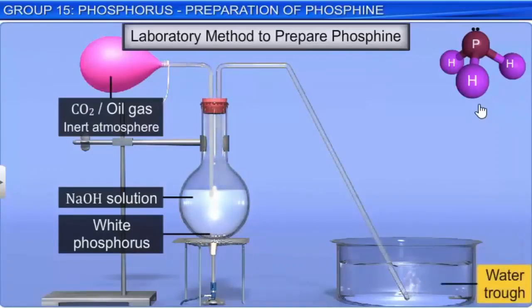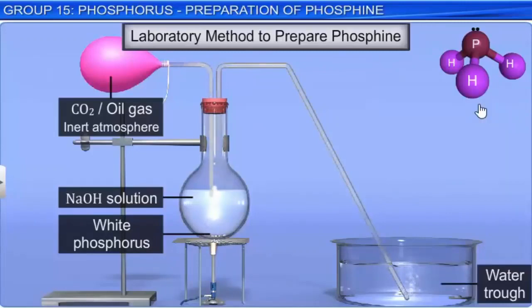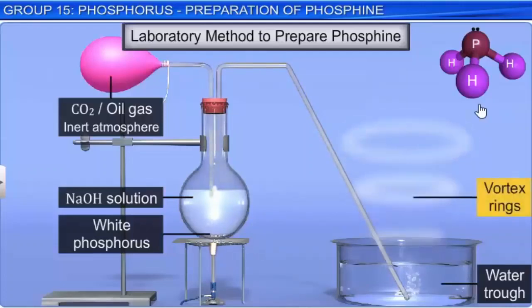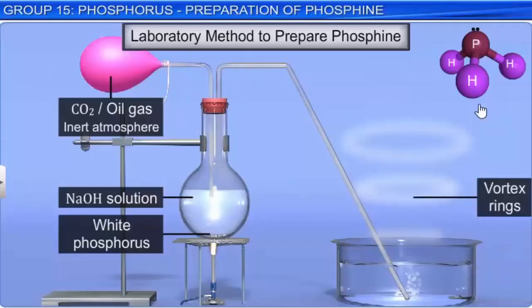Bubbles of the gas catch fire as soon as they come in contact with air to form rings of smoke, called vortex rings, as shown here. This indicates the presence of highly inflammable phosphorus dihydride or diphosphine as an impurity in phosphine.